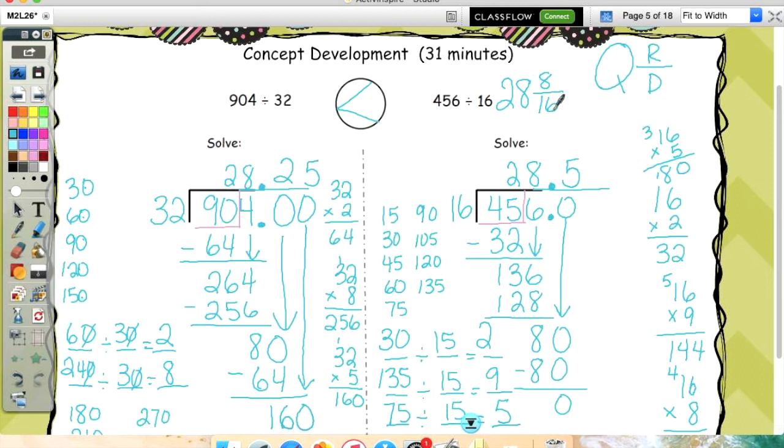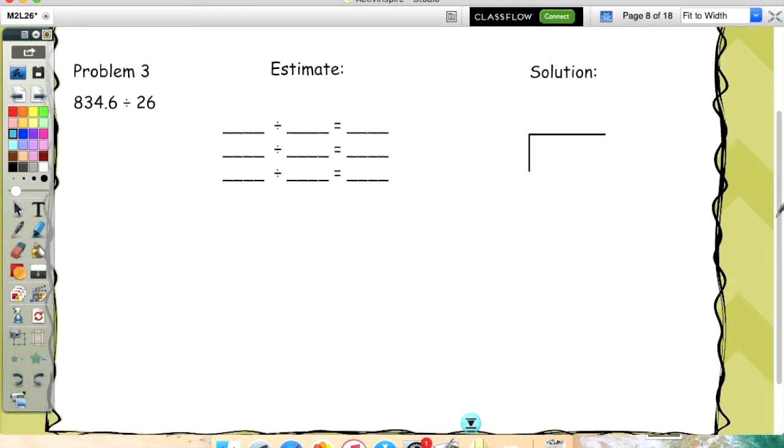See. Okay, so let's do the same thing over here. We knew this was 28, and what was our remainder? 8. And what's our divisor? 32. Good. So this is actually 28 and 1/4. Oh, a quarter. 28 and a quarter. I know how you got it. So cool, isn't it? Problem 3.